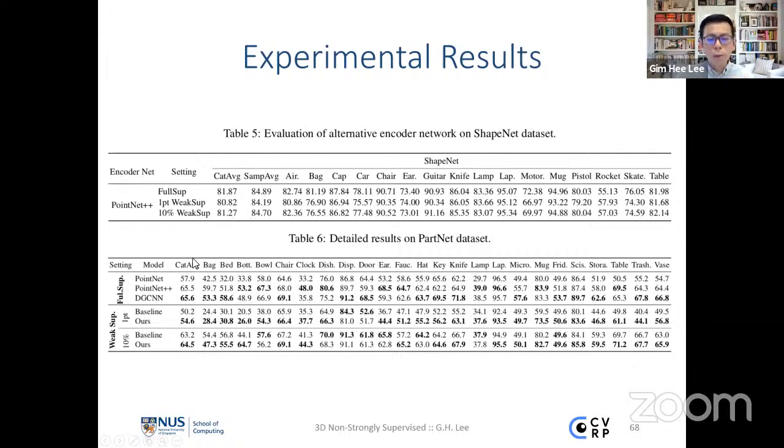And here we also test our network on the PartNet dataset. This is a new dataset at that time, and we can see that comparing to the full supervision, even with 10% labeled data, our network already achieved a close performance to the fully supervised learning network.